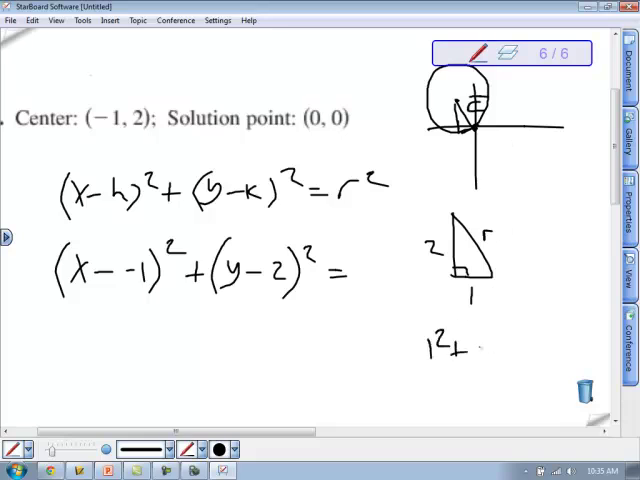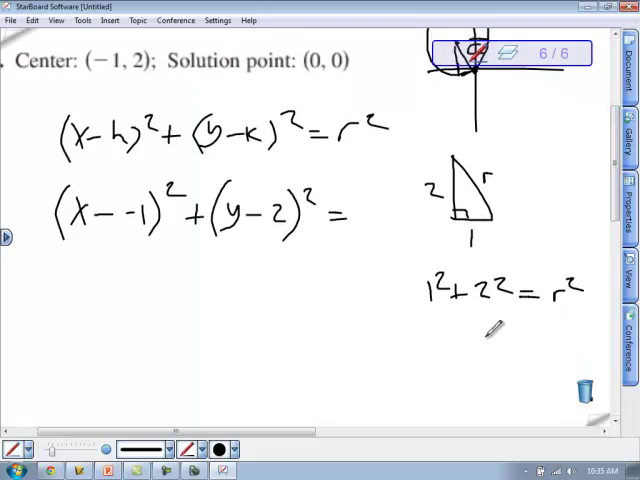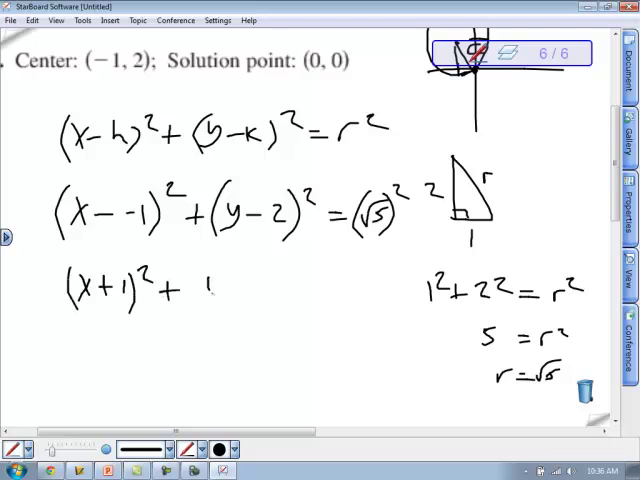So it's 1 squared plus 2 squared equals c squared for the Pythagorean theorem. A squared plus b squared equals c squared. This would be 5 equals r squared. So r is the square root of 5. So I have the square root of 5 for r, and I need to square that for the equation for a circle. So to simplify, I'm going to have (x plus 1) squared plus (y minus 2) squared equals 5.